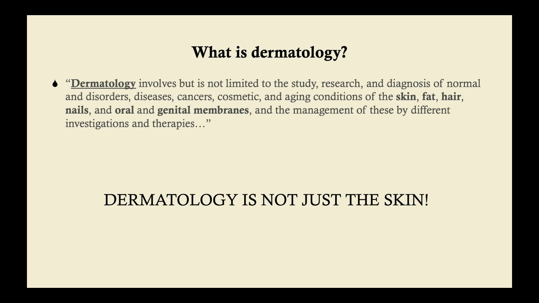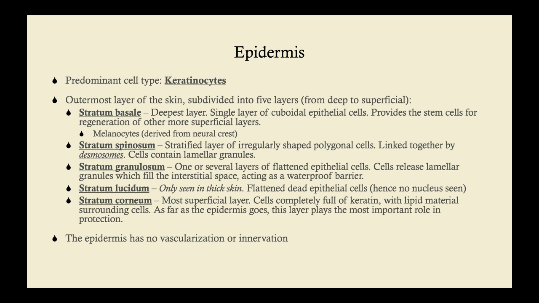However, in this talk we're going to primarily be focusing on the skin. In the next talk, we'll be talking about hair and nails and some of those accessory structures, sweat glands, and stuff like that. So the epidermis is the most superficial layer. The predominant cell type is keratinocytes. They make up over 90% of the cells in the epidermis. Normally when somebody says a skin cell, it's not the right word, but they're talking about a keratinocyte.